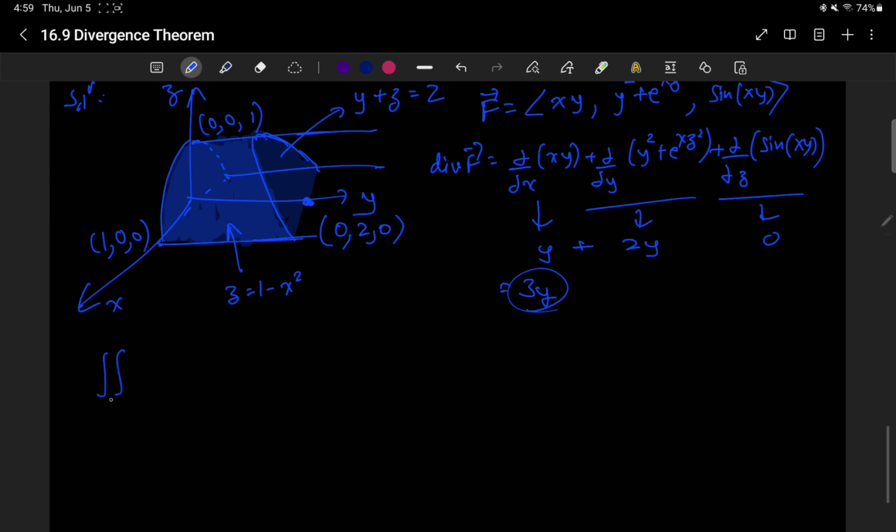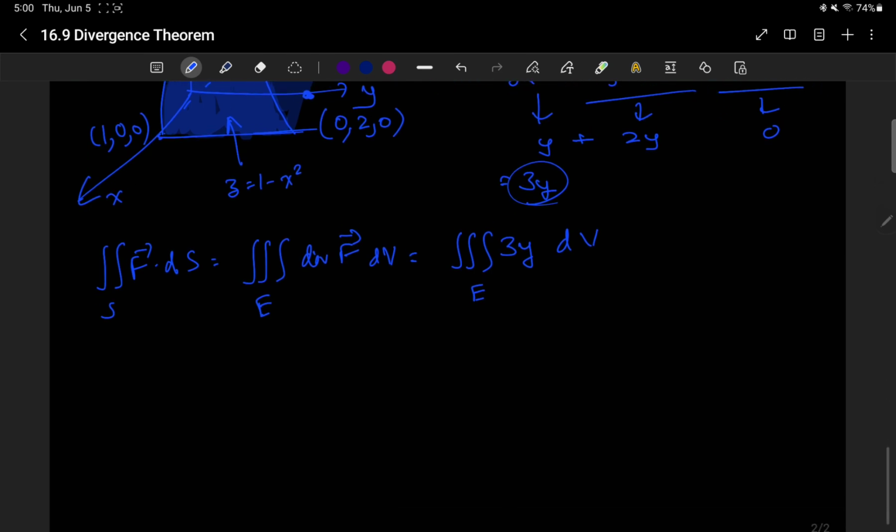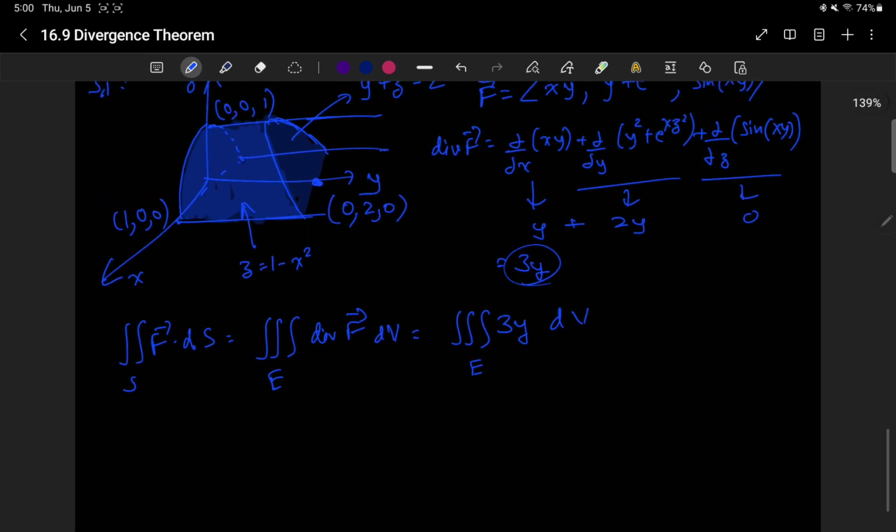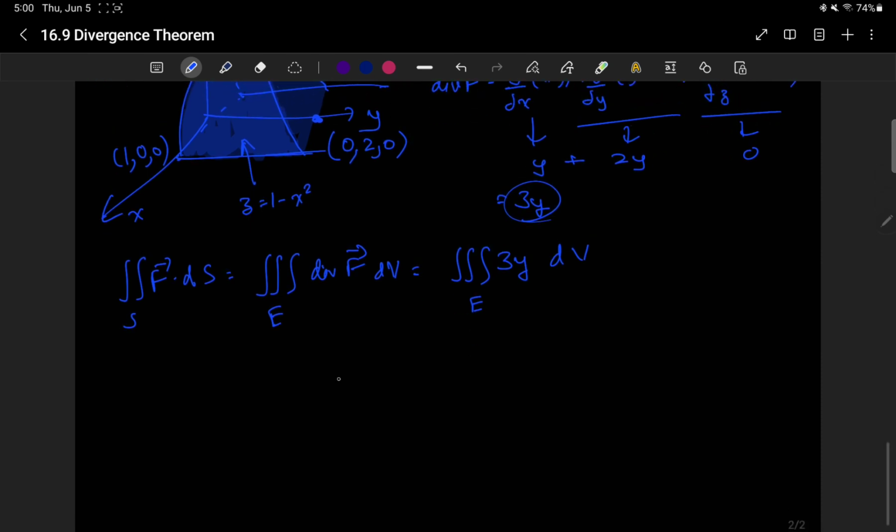So my flux, or the surface integral, is now the triple integral of the divergence of f. So it's a triple integral in the region E of 3y dV. Now, all we gotta do is figure out the limit stuff here. For figuring out the limits, we already have all the equations, so it's pretty straightforward. Pull out the 3 outside, so we have y. Let's go with dy first.